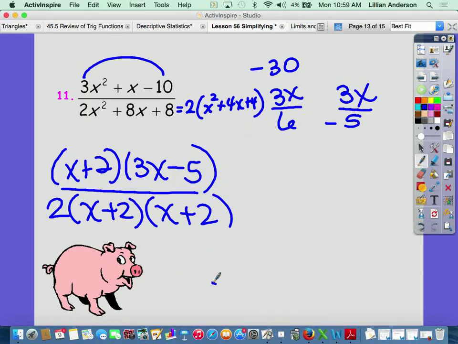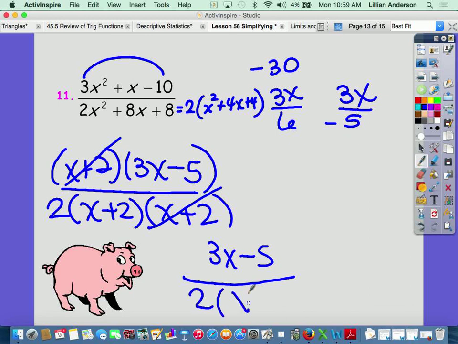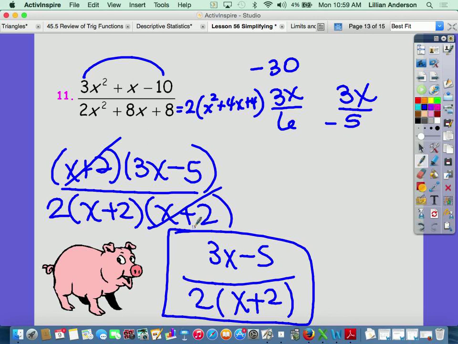What I notice is my x plus 2's cancel out. Now only one x plus 2 is at the top, so I can only cancel out with one x plus 2 at the bottom. So that leaves me with 3x minus 5 at the top. And then at the bottom I have a 2 and then x plus 2. Could I distribute? Yes, you could distribute the 2 and get 2x plus 4. If you did that, that's fine as well. It's not like I can cancel out any of my common factors here.